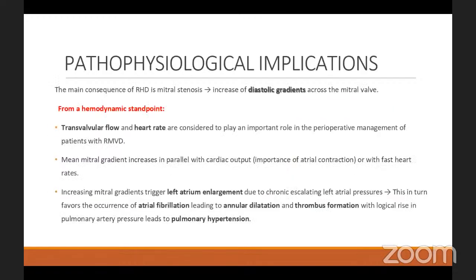Okay, so for the rheumatic mitral valve, the pathophysiological implication of rheumatic mitral disease: the main consequence of rheumatic heart disease is mitral stenosis, which will increase the diastolic gradient across the mitral valve. From the hemodynamic standpoint, transvalvular flow and heart rate are very important because when you increase the cardiac output or when you have a fast heart rate, the gradient across the mitral area will increase. Increasing this gradient will trigger left atrial enlargement, and this will lead to atrial fibrillation, annular dilatation, thrombus formation, and a rise in pulmonary hypertension.